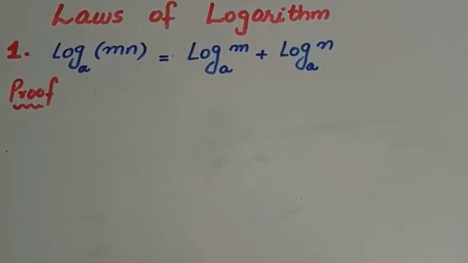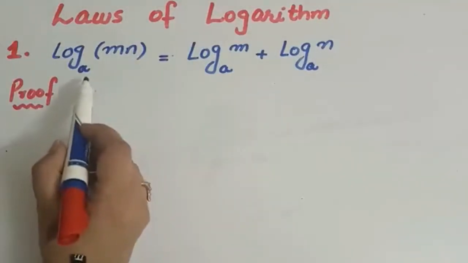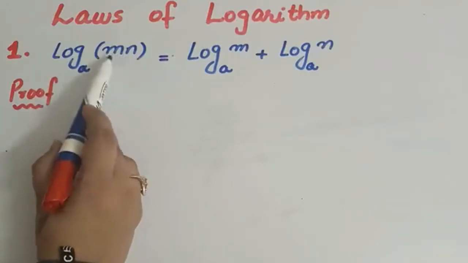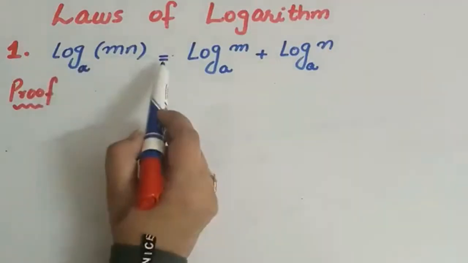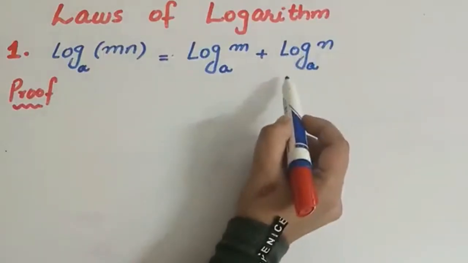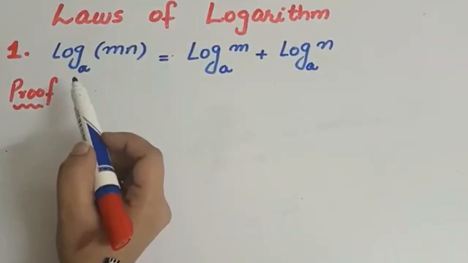Dear students, today we are going to discuss the first law of logarithm and its application. Let's prove the first law of logarithm. The first law states that log mn, meaning two numbers multiplying each other, to the base a is equal to log m to the base a plus log n to the base a. This law is useful in finding the product of two or more numbers using logarithm.